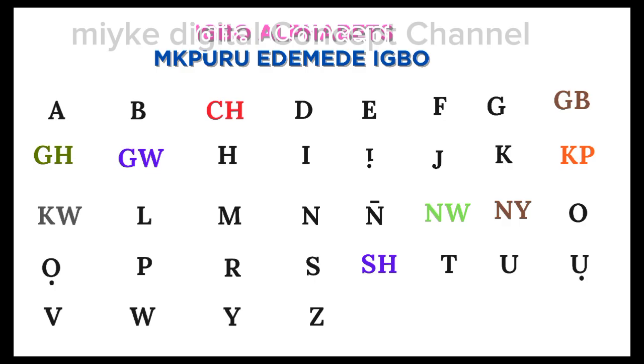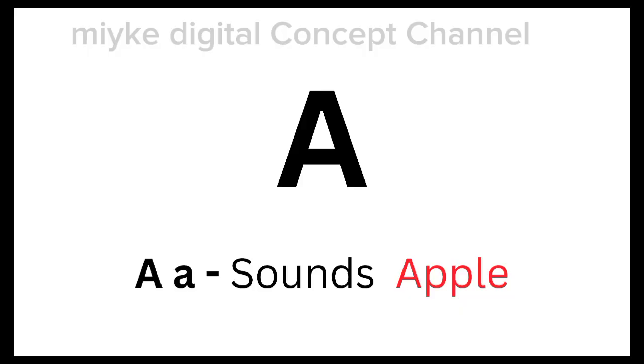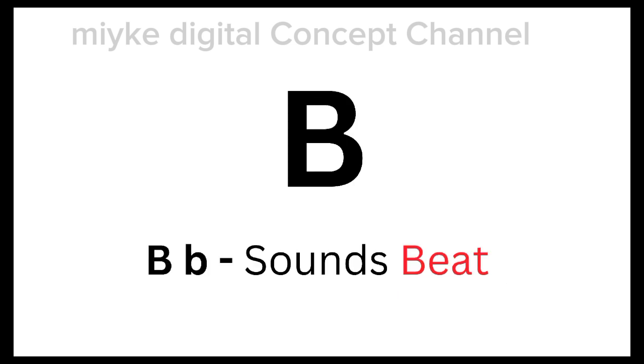Welcome back. Now is the time for us to start learning these alphabets. The first one is A. A sounds like apple. A, apple. B. B, just like you want to call beats. Beats. B, B.